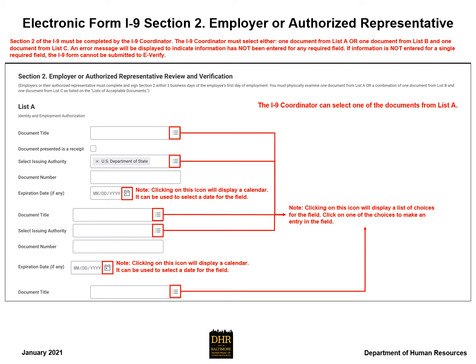The I-9 coordinator can select one of the documents from List A. In the document title box, there's a list bar that you can select, which will display the different types of documents that the employee may have provided.